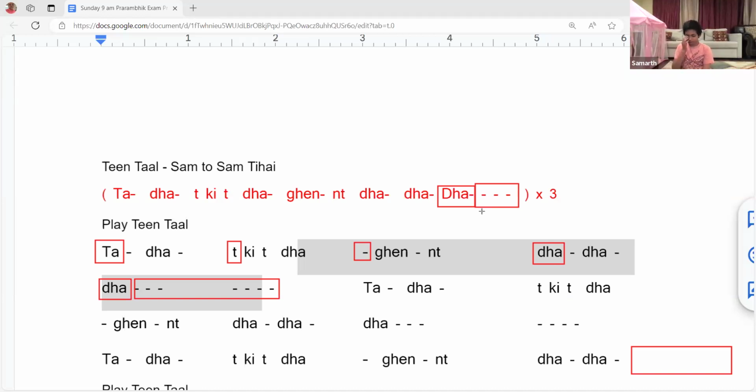Wait. Samarth, why are you changing and going with your own thought when I am asking you to do it with another thought? You will not get into that right away, Samarth. So add akar ikar. Ta, a, dha, a, ta, ki, ta, dha, a, ge, in, ta, dha, a, dha, a, dha, 1, 2, 3, 1, 2, 3, 4. Just simply follow these steps, you'll be all right.